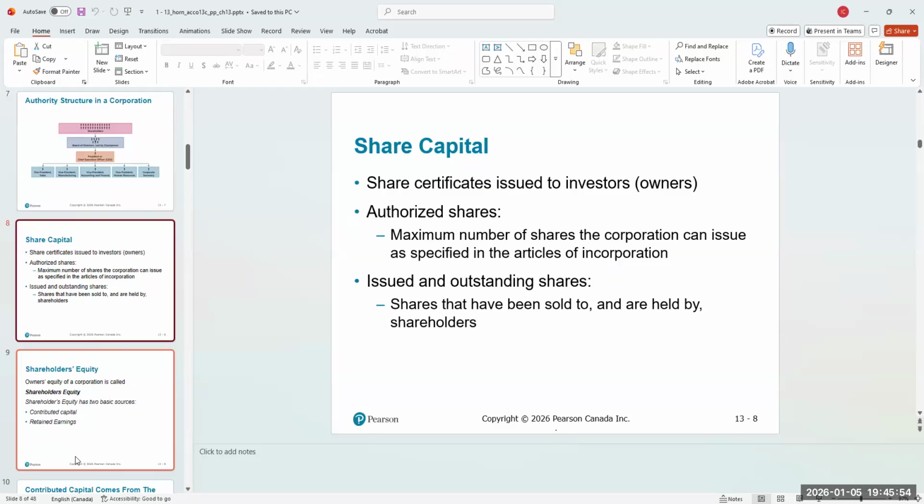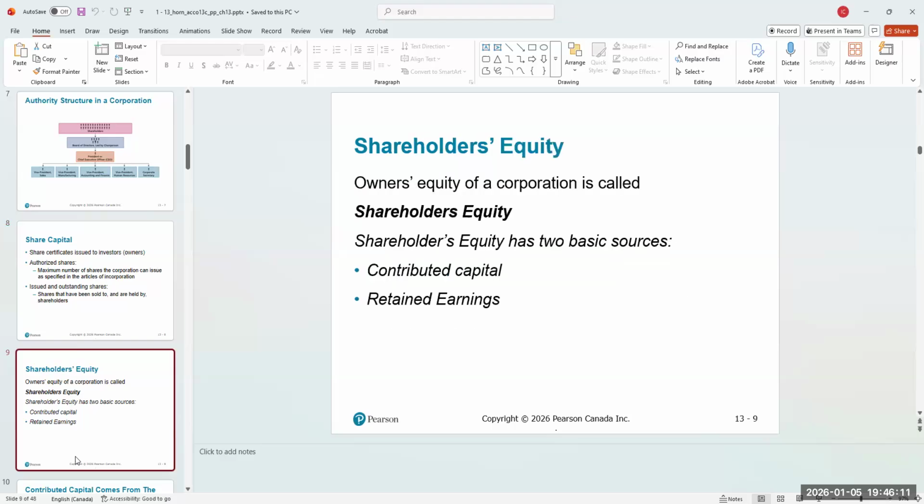Why? Because it's outstanding for the corporation. The corporation can ask that share back, can buy it back, can repurchase it back, or I can sell it. So it's mine, but only temporary, as long as I'm holding it. That's why I'm called shareholder. So the shareholders' equity has two base sources.